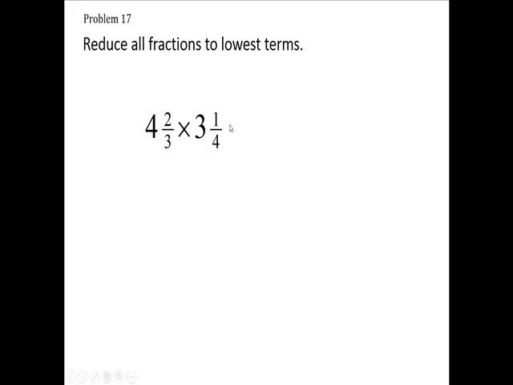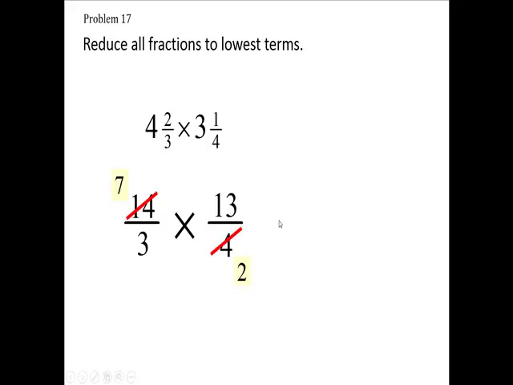So we want to have fractions first. We're going to say 4 times 3 is 12. 12 plus 2 is 14 over 3. Times 3 times 4 is 12. 12 plus 1 is 13, and that's over 4. Now notice the 14 and the 4, they both have a 2 in common. 14 divided by 2 is 7. 4 divided by 2 is 2.